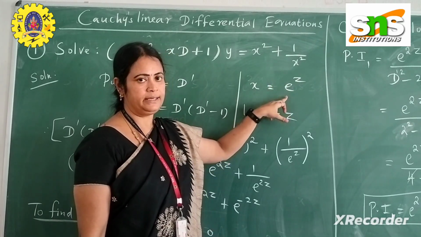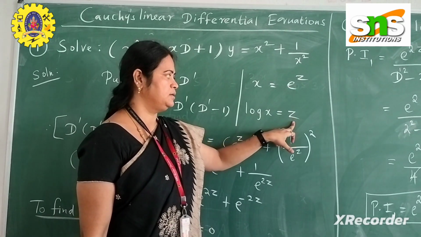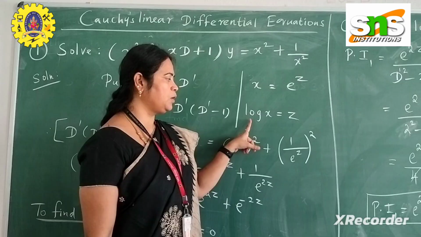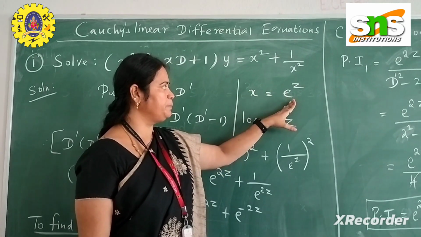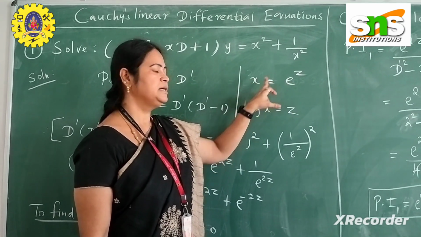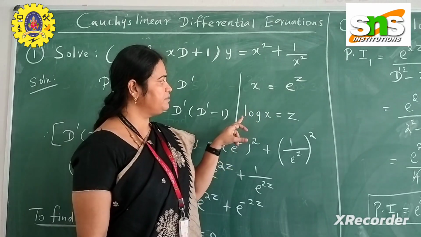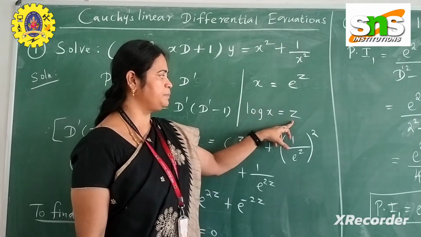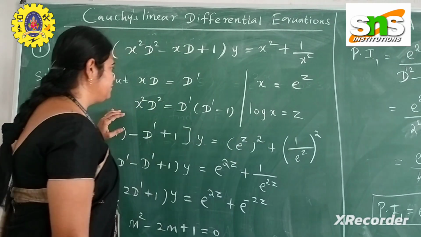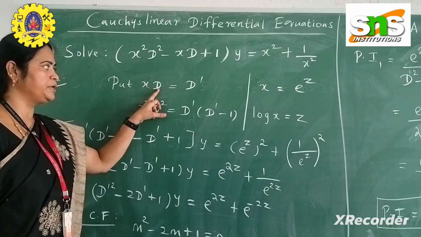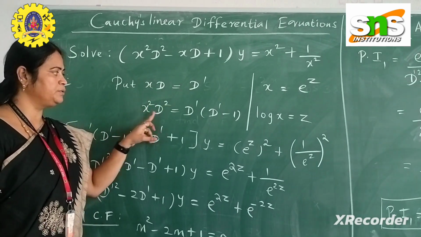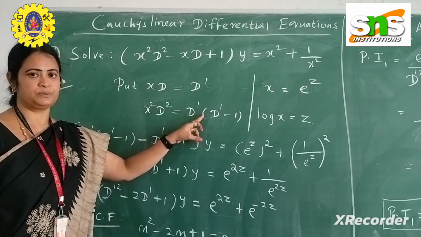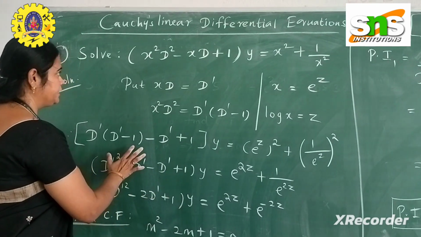So log and e get cancelled. So you get z. So in the right hand side part, you have to put log x equal to z and x equal to e^z. Wherever you are having x, replace it by e^z, and wherever you are having log x, replace it by z. Similarly, in the left hand side, you have to replace x D to be D', x² D² to be D'(D' − 1).